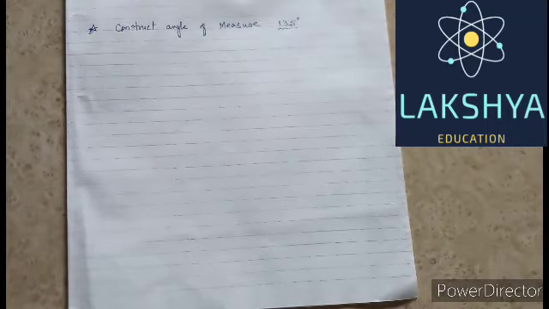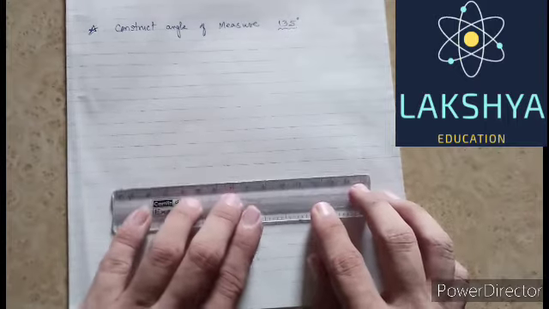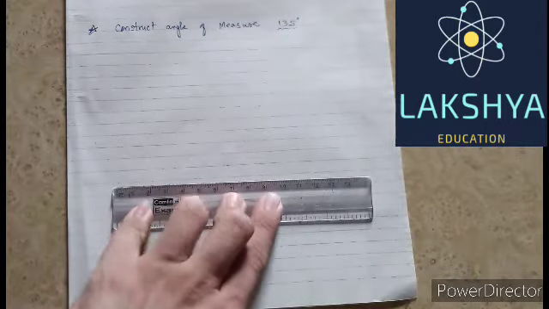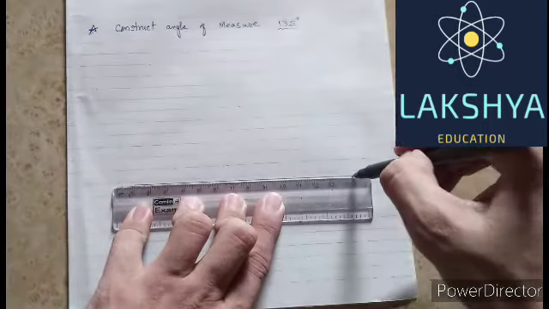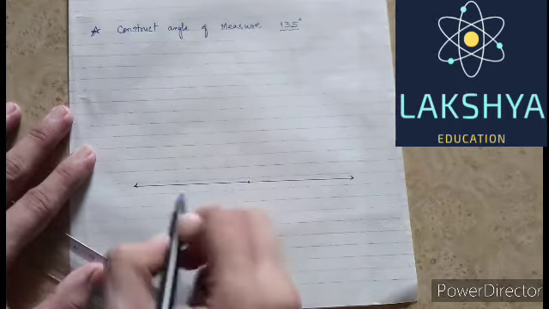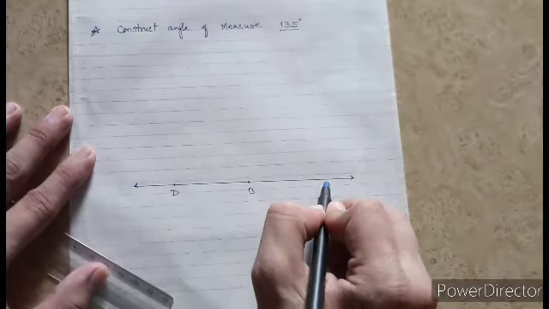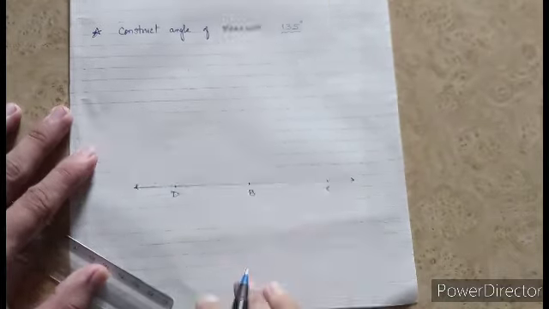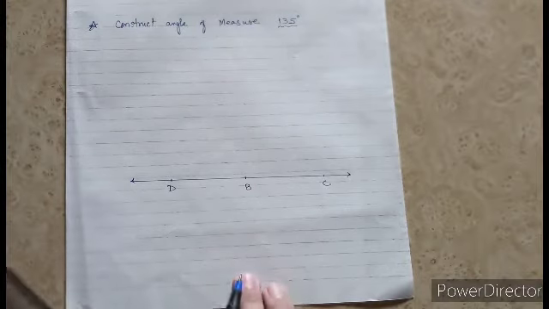Hello students, in this episode we will understand how to construct an angle of measure 135. To construct a 135 degree angle, first of all we have to make a reference line. We will construct a straight line. We will take a reference point here and we will name this line as DBC. Here B will be the origin of the angle which we want to form.